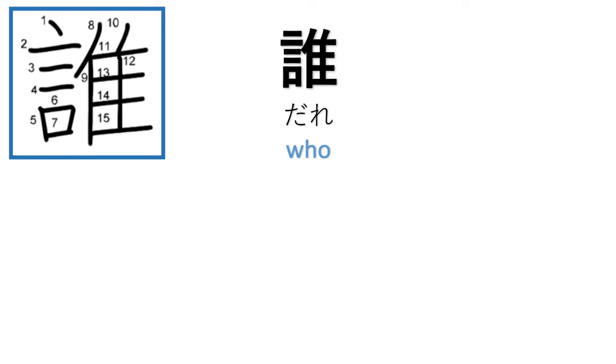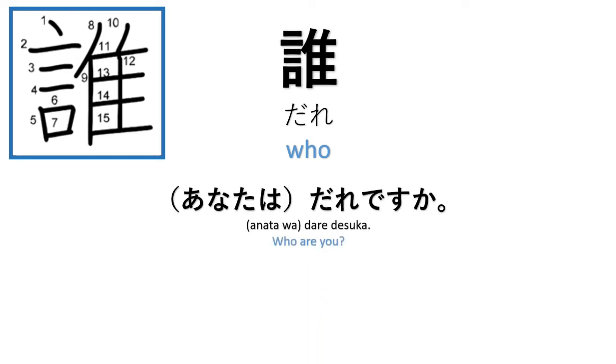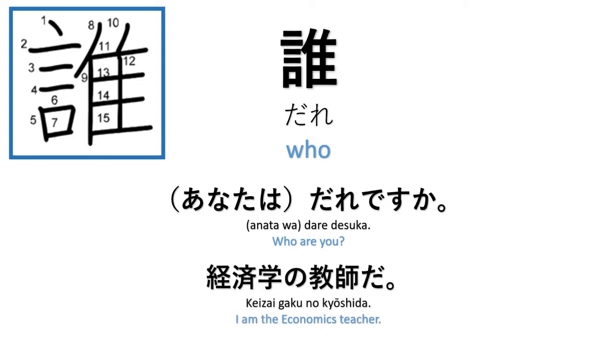Next, dare. Who? For example, anata wa dare desu ka? Of course, you can just say dare desu ka? Who are you? Keizai gaku no kyoshi da. I am the economics teacher.